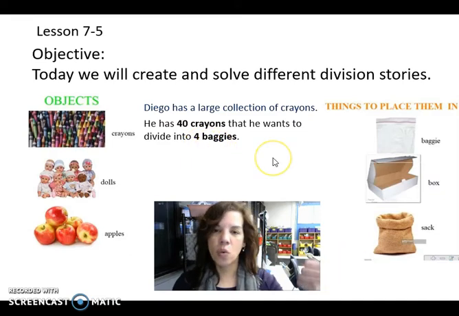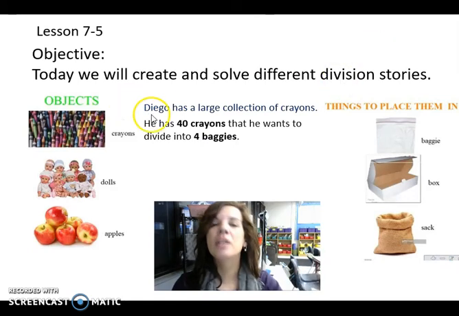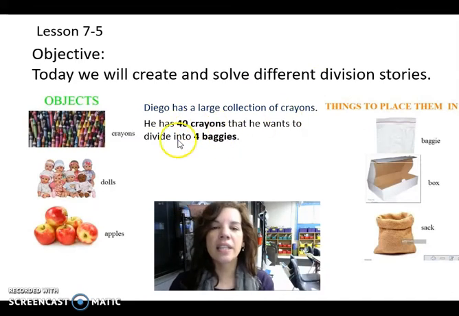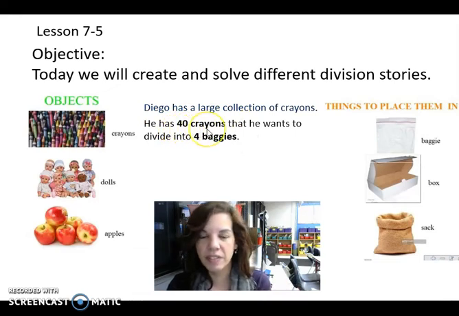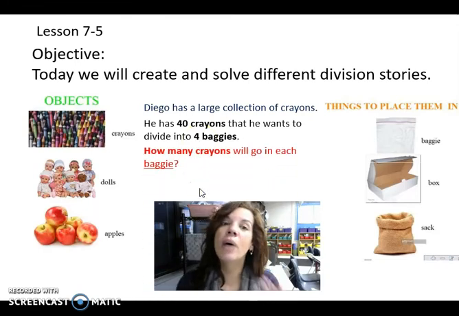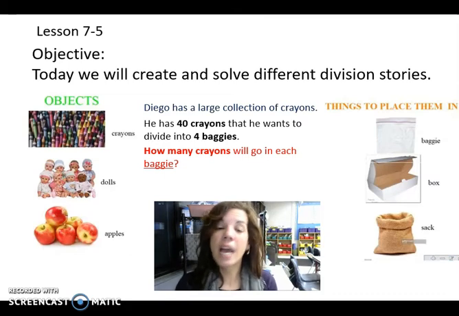So now we know, he has a collection. Subject, predicado: subject is Diego, predicado is he has a large collection of crayons. Now this is the continued part here, the situation. He's got 40 of something, 40 crayons, and he wants to put them in baggies. The next part is now ask your reader the question that you want them to solve. Now we want to know, well, how many crayons, that's our total answer, will go in each baggie.